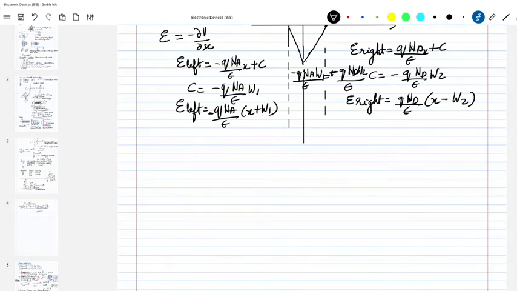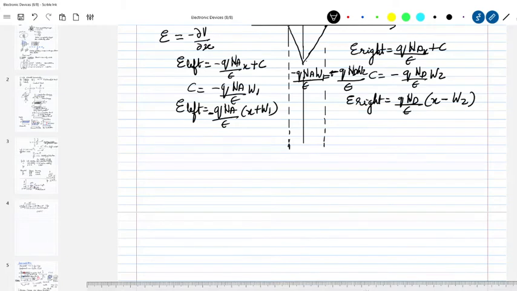I'm so scared of this because this is a new software, and last time, you remember in the previous session, the voice was gone. Anyways, what's going to happen is this equation holds good because at the center x equal to 0, these two quantities are equal because N_A W1 equals N_D W2, so that's fine.